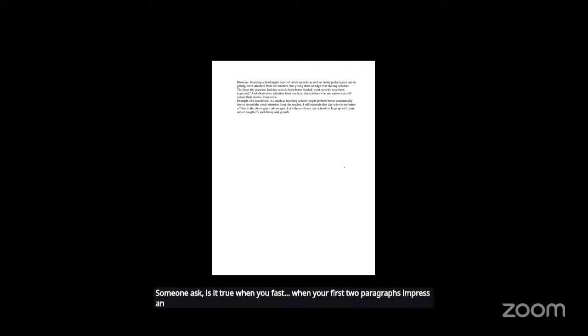Someone asked, is it true when your first two paragraphs impress an examiner, it gives you an opportunity? This is for an examiner who does not read it fully and might encourage a student to cram. But then, if you find a very fast reader, an examiner who reads very fast and reads all of it, we shall catch you midway. How shall we catch you? First two paragraphs, either someone copied, and I'm not saying the one who asked. There's one time we saw it.